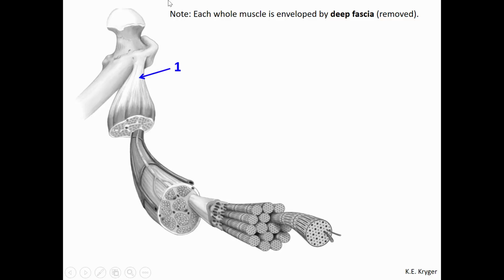So when it comes to our first structure, number one, this is going to be our tendon. A tendon is just dense, fibrous connective tissue that anchors muscle to bone. And we learned that when we talked about articulations. And so tendon, number one.